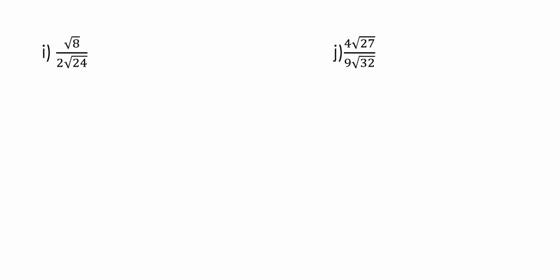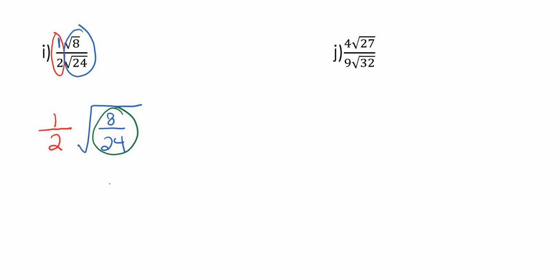Letter I. Letter I, you should recognize that there's an invisible 1 in front of the root 8. So if I look at the outside numbers, 1 divided by 2, I can't simplify that, so I'll leave that as 1 over 2. And then I have root 8 over root 24, so let's write that as a big radical sign. And that's simply going to be 8 over 24. And if I take a look at this fraction 8 over 24, that's the same thing as 1/3. So 1/3 with the radical sign. And then we'll have the 1/2 in front.